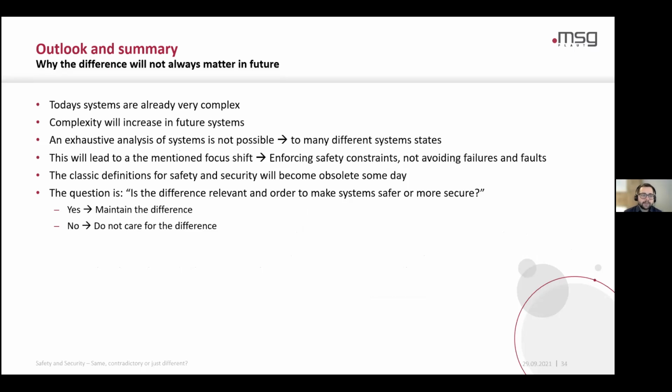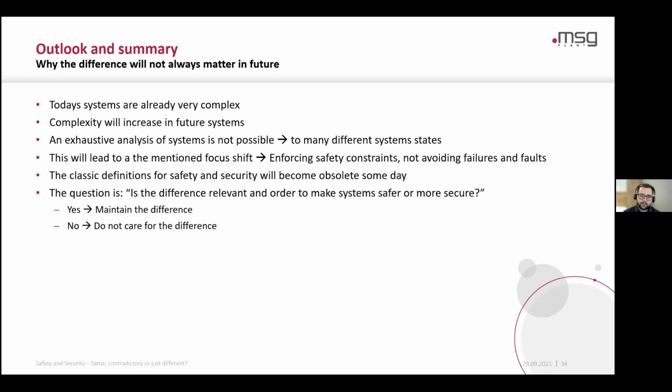Yeah, my outlook and summary. The difference between safety and security will not matter that much in the future anymore, because today's systems are very complex. The complexity will increase further, and exhaustive analyses to check if a system is safe or not are not feasible anymore. We have too many different system states. Yeah, and this will lead to the mentioned focus shift. The focus shift is already taking place.